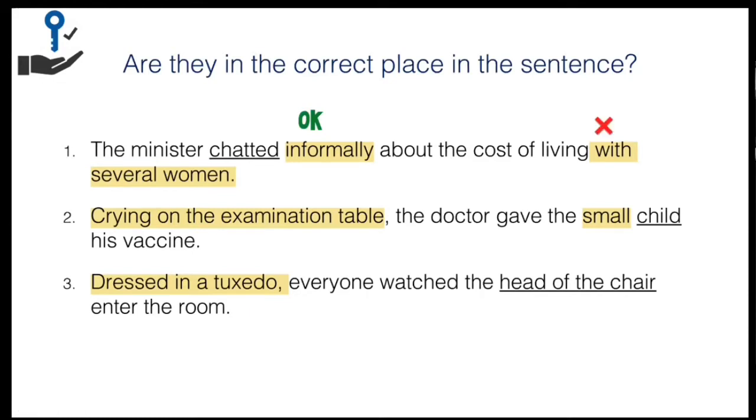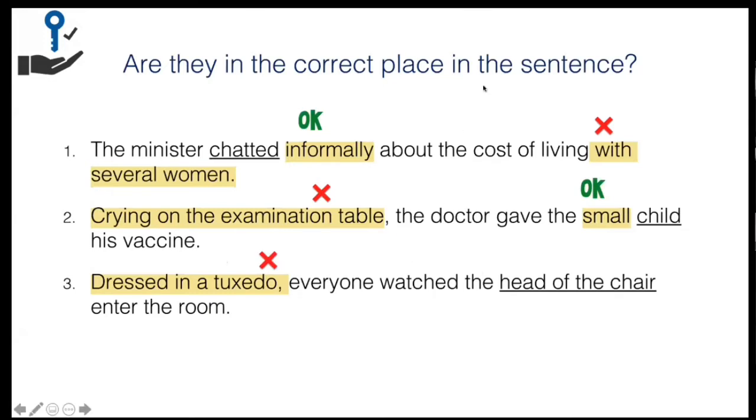So this is a wrong one. About the second sentence, crying on the examination table, is it in its correct place? No, because it refers to the child and it's very far away, right, from the word child. So this one is wrong. The word small, because it's also technically a modifier, is it in its right position? Yes, of course, classical, adjective, noun, no problem here. This one is okay. Dressed in a tuxedo, we want to say that the head of the chair was in a tuxedo. Maybe all other people were wearing suits or dresses or whatever, right? So this one is wrong as well.